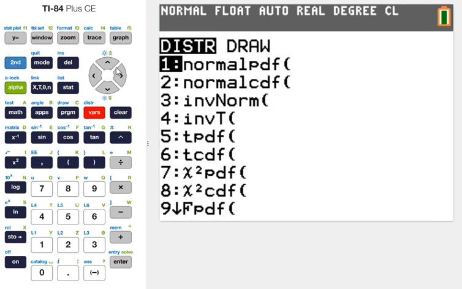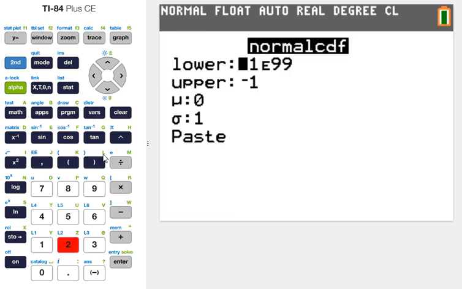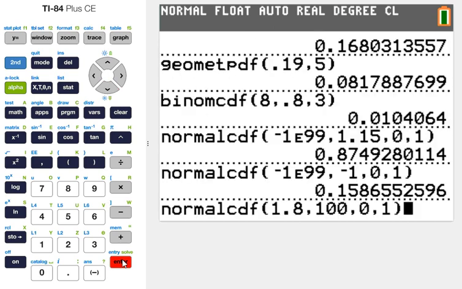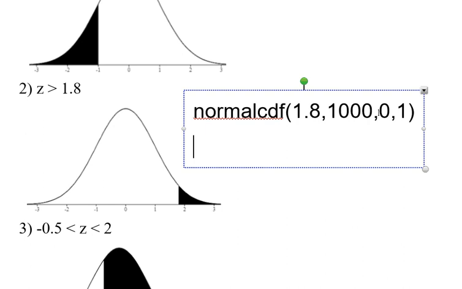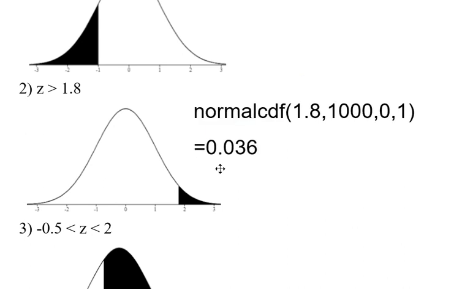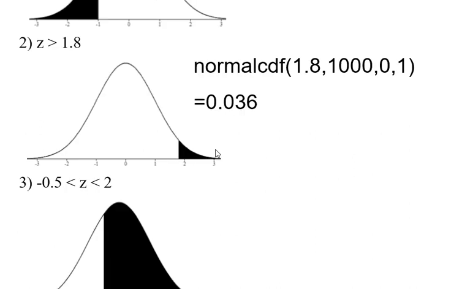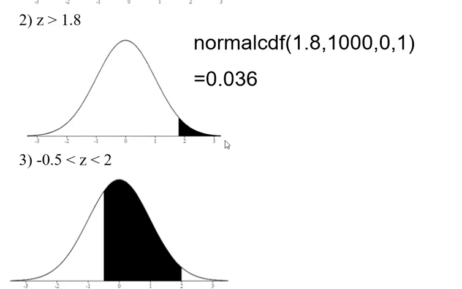Second distribution, normal CDF. This one we said was 1.8 for the lower bound, the left bound. The upper bound is just pick a big number. I mean, 100 would be fine. 0 and 1. And run it. 0.0359, so 0.036. So there's about a 4%, 3.6% chance that you're more than 1.8 standard deviations above the mean.